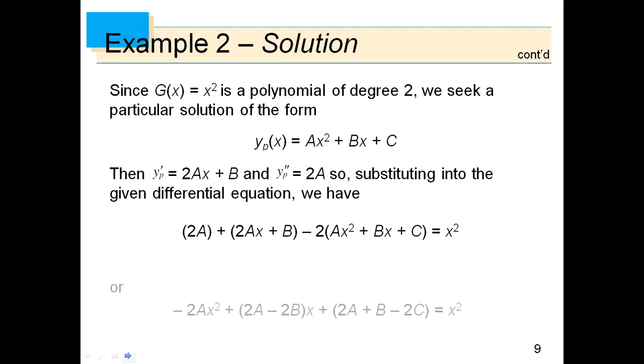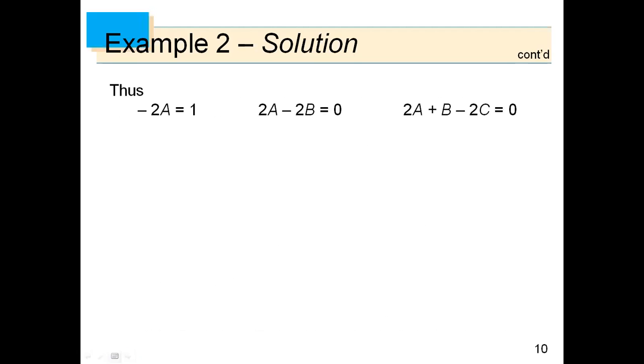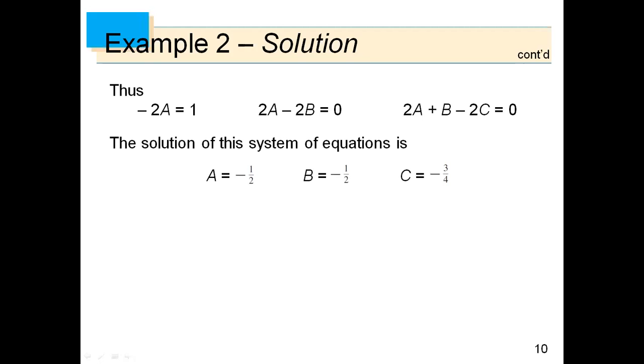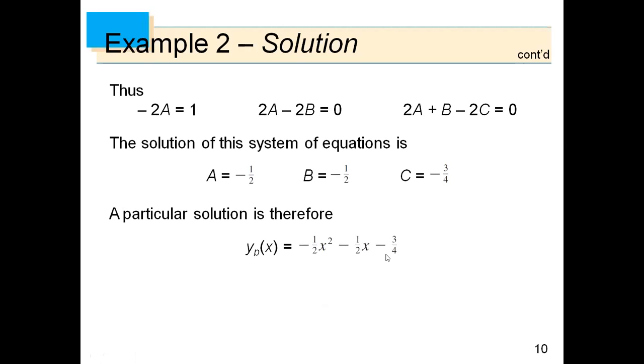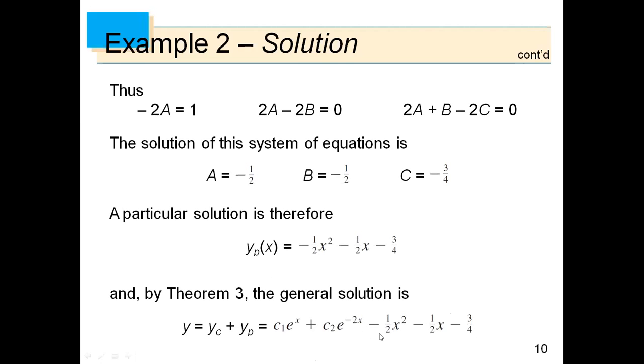And this is where you use equating coefficients to determine the values of A, B, and C. Okay, the same procedure that was used in your integral calculus under the method of partial fractions. So after you have found the values of A, B, and C, you go back to the form and substitute that value. And then you add it to the complementary solution. So that's in the case of your g of x, which is a polynomial.